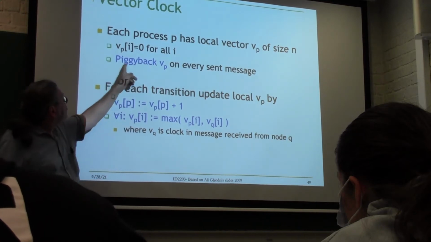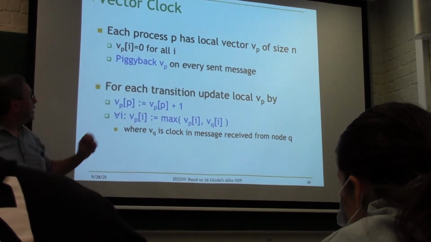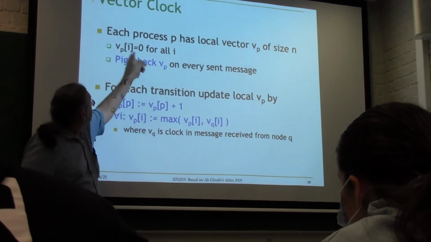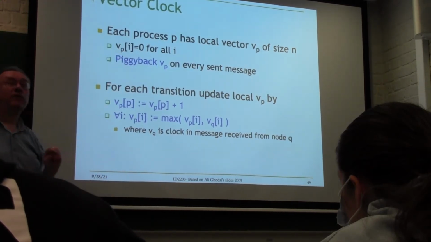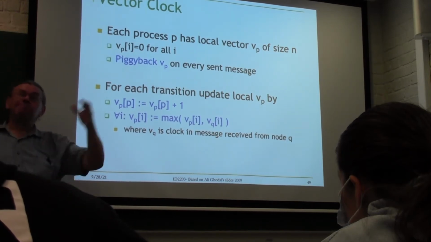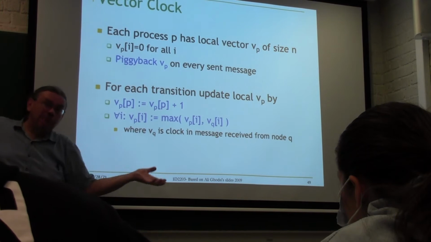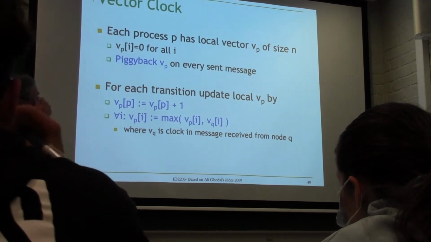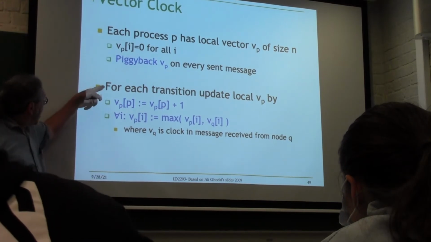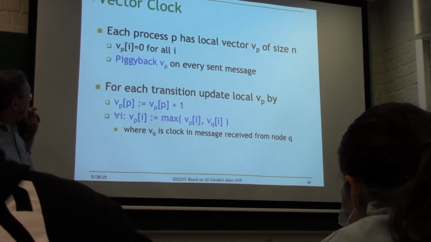You see, it's already more expensive than Lamport. With Lamport, there was only one number you had to piggyback. Here you have to piggyback n numbers on every message. And if you have 100 nodes in your system, 100 extra numbers for every message is kind of expensive. So this clock is more expensive. And the way you update it is very similar.